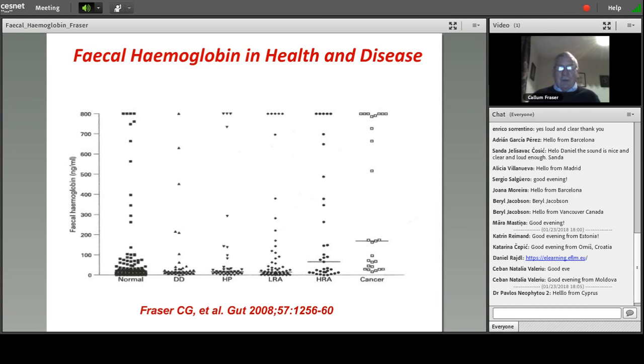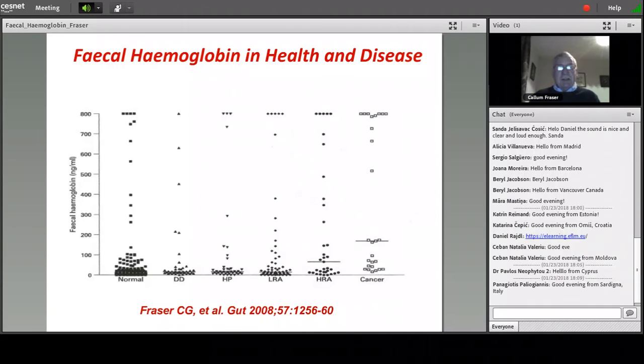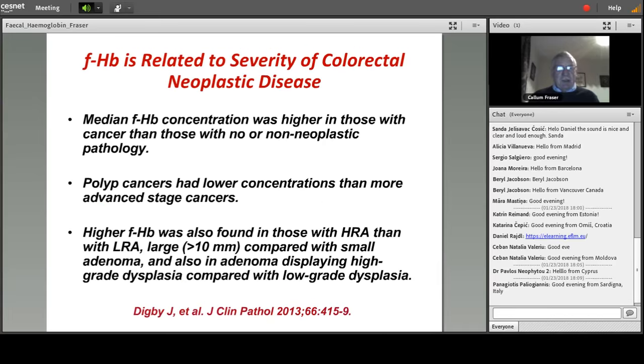Now, why does screening work? Well, quite a long time ago, we and others showed that if you look at fecal hemoglobin concentrations in normal and in minor colorectal diseases such as diverticular disease, hyperplastic polyps, lower risk or non-advanced adenoma, higher risk or advanced adenoma and colorectal cancer, although there's overlap, you can see that the concentration increases.